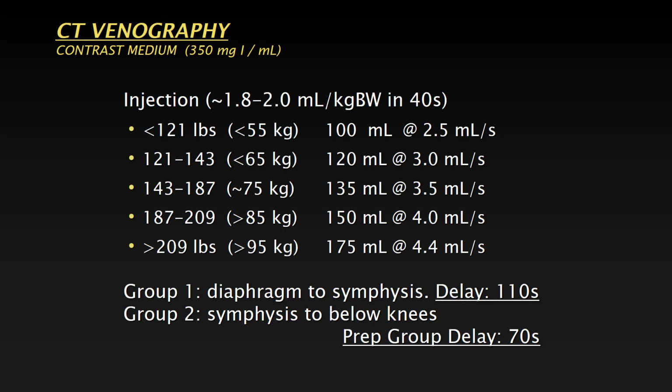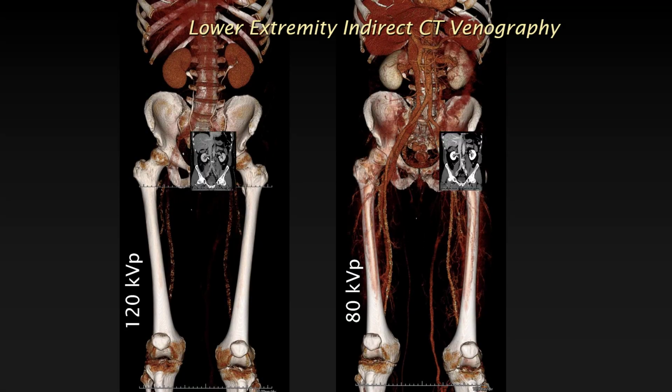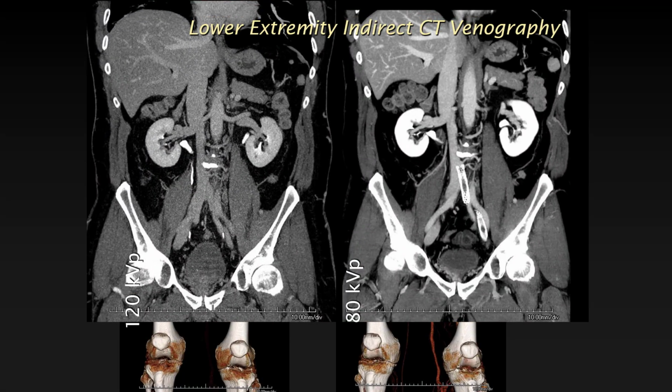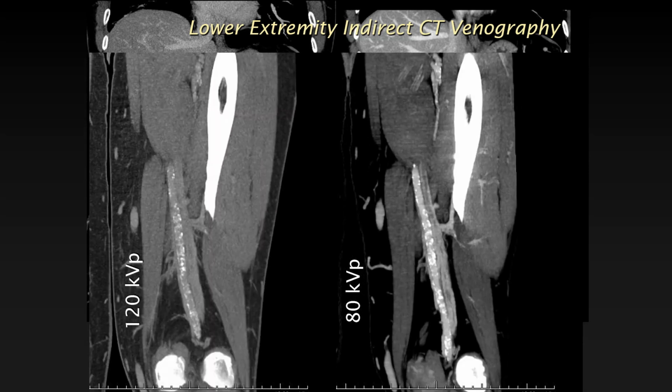So this is, in fact, the protocol with the maximum amount of contrast that we have, and that's our venogram protocol, up to 2 cc's per kilogram. And we do a first scan at 110 seconds, and we park the scanner here for 70 seconds, and then we scan the legs for the rest. And usually this gives very nice image quality. If you combine it with 80 kV, it in fact looks much better than with 120 kV. And then if you do that, you can in fact see these little filling defects here in the vein.